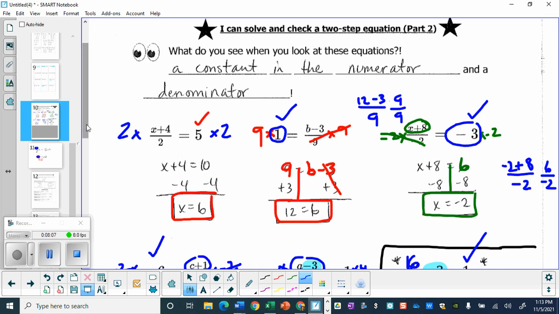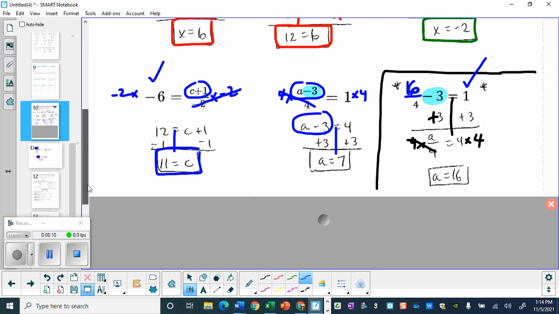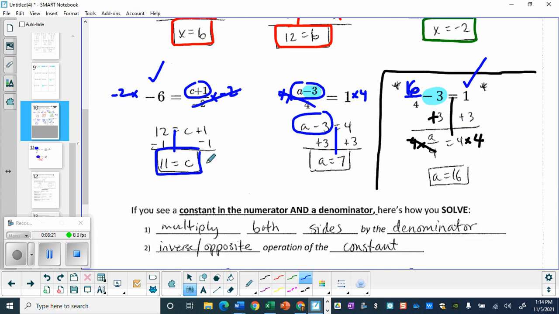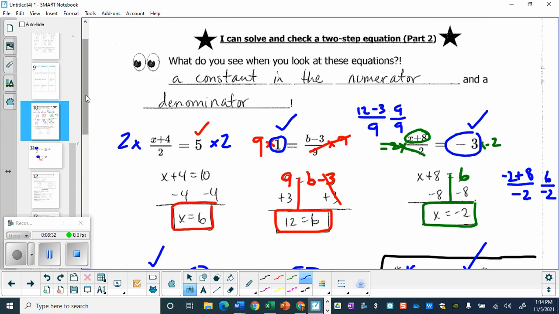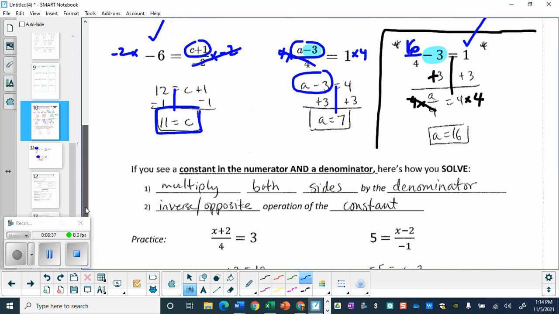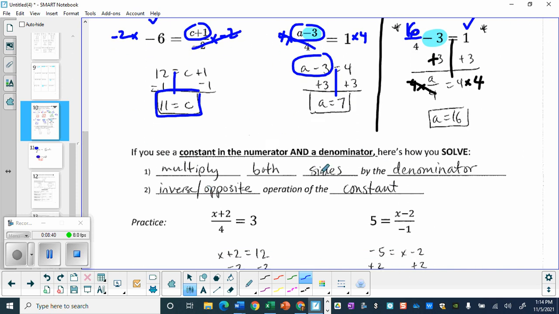So this page explored the new type of problem, but I also, like I said, wanted to have an old type of problem right here that you knew how to do. This whole entire unit is just about what you're looking at, and based on what you're looking at, do you know what to do? All right, so if you see a constant in the numerator, and then you also have a denominator, which is what this whole page is about, y'all. When you see that, here's what you do. First step, you multiply both sides by the denominator. Then you do the inverse or the opposite of the constant.